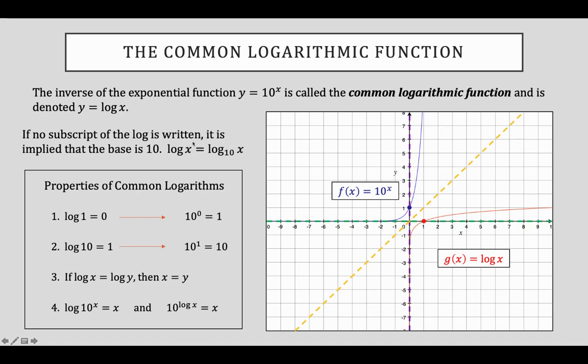And just like with all of our other logs, we have properties of common logarithms, the exact same four properties that you have seen before. Log of 1 is equal to 0. Log of 10 is equal to 1. If log of x is equal to log y, then x must be equal to y. That's our 1-to-1 property. Log of 10 raised to the x power is equal to x, and 10 raised to the log of x is equal to x as well. Those were our two inverse properties.